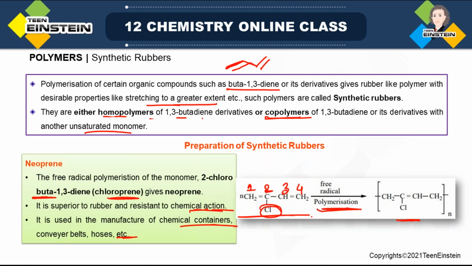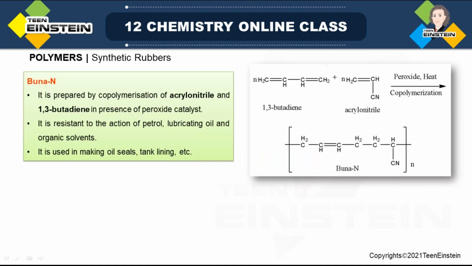And it is free radical. We know that when it is addition polymerization, it can be free radical, anionic or cationic. So this is of the type free radical. This is the first example of synthetic rubber, number 1. Second one, Buna-N.